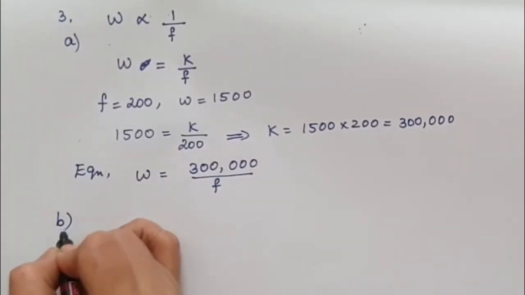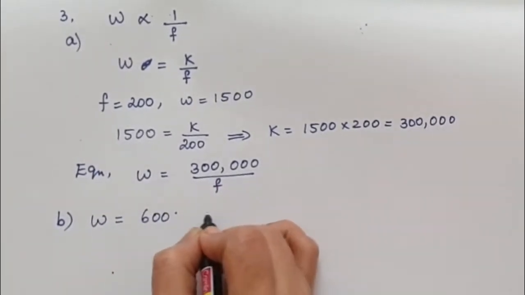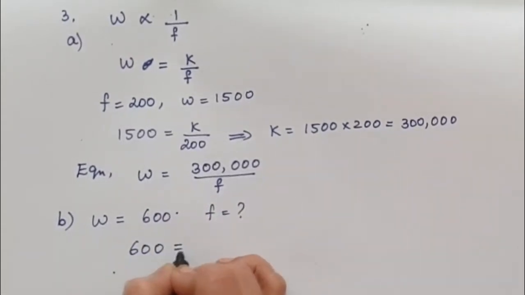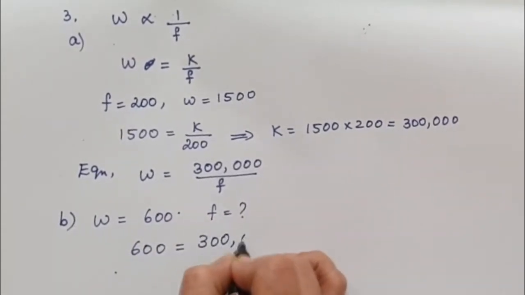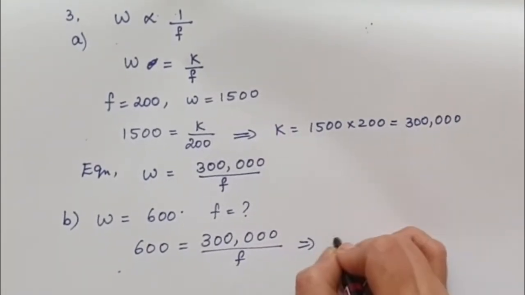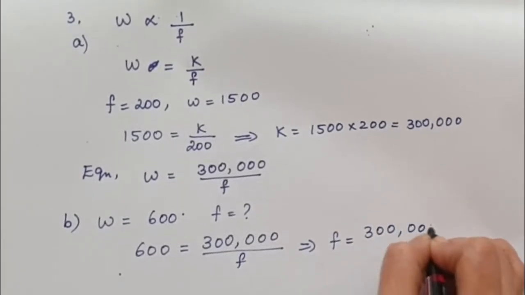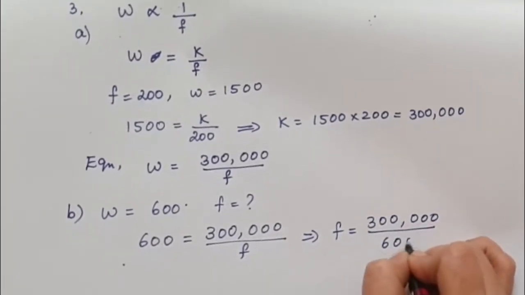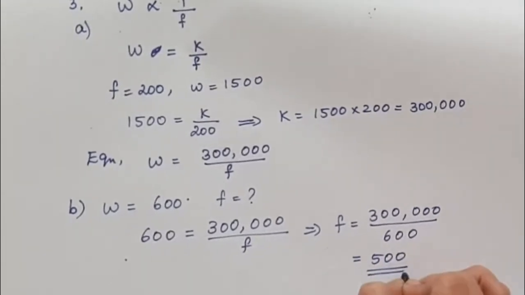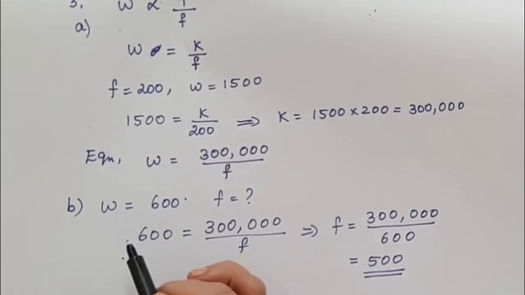And the B part is, we are given W equal to 600. We need to calculate f. So substitute in this, 600 will be equal to 300,000 divided by f, which implies f equal to 300,000 divided by 600, which will be equal to 500. So our frequency is 500 when our W will be equal to 600.